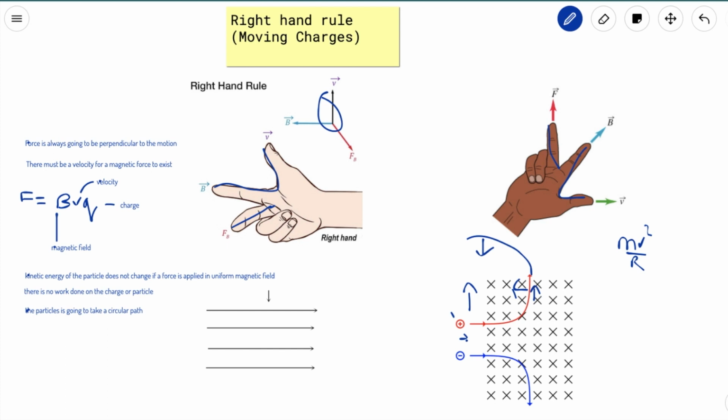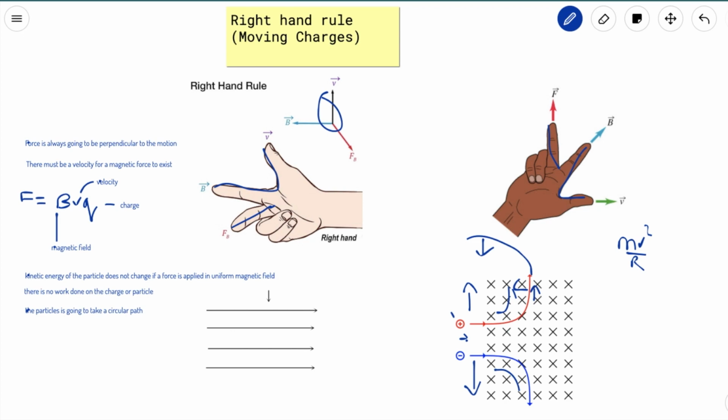Now let's do it with our left hand, right? So with the left hand, we're going to put our thumb to the right because the charge is going to the right. That's our thumb. Then the field goes into the page, so our index finger is going to point into the page, and if we extend our middle finger, it's going to go down. So our force is going to be down, and now you see why it goes that way. It goes down, and the positive charge goes up. That's why they take those motions.